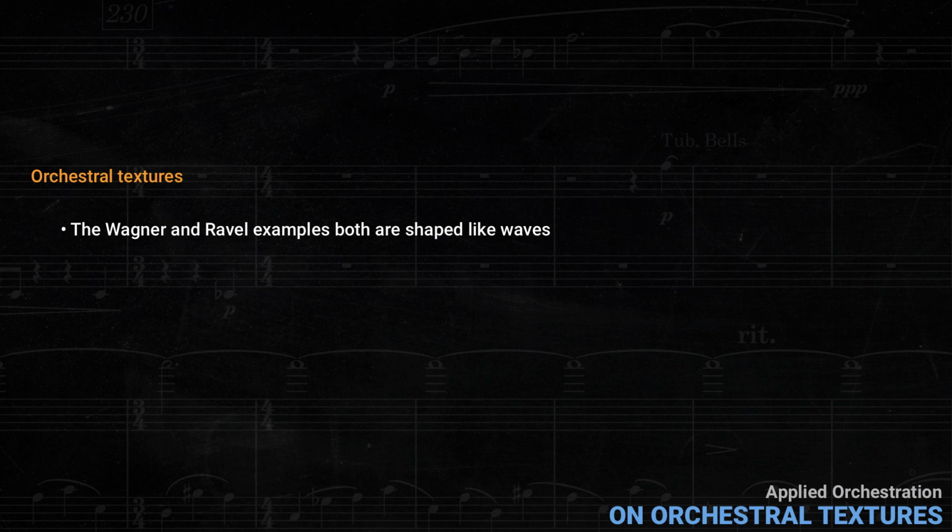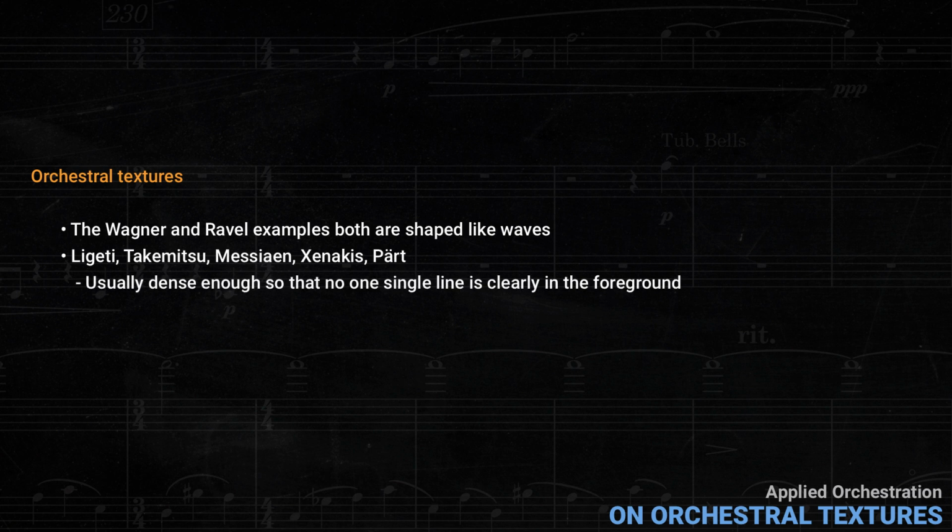Here are a few more recent composers of textural music whose works are easily found on YouTube for the student to listen to. Ligeti, Takemitsu, Messiaen, Xenakis, and Pärt. Not all of their music is textural, but each of these composers has written significant works using this technique. One thing we can say about these more recent examples of textural music is they're usually dense enough so that no one single line is clearly in the foreground, at least not for any length of time. The interest lies more in the evolution of the whole.